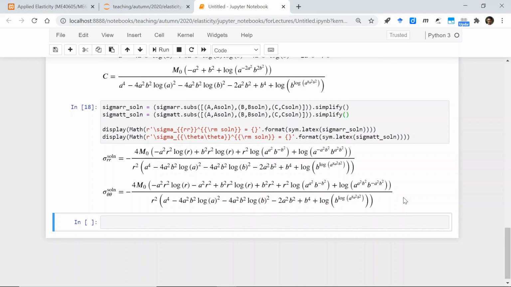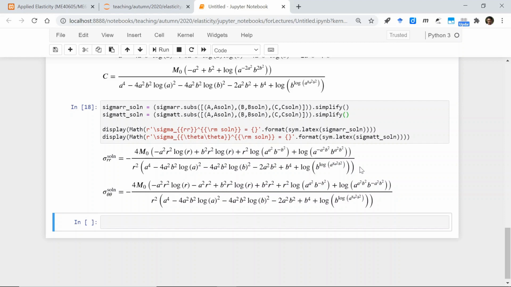Now you can see that if you were doing this by hand, then for terms like this, you would expand this out, maybe take the minus a square b square as a coefficient of this log term. Similarly, here you take the a square as a coefficient of this log term, and proceeding similarly with other such expansions, you can get a more familiar looking expression for this sigma RR solution and the sigma theta theta solution.